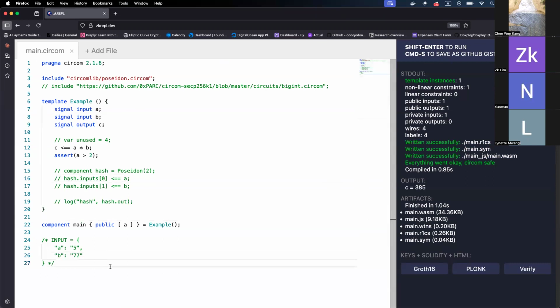But yeah, this is used during the compilation stage. It just compiles into R1CS and prepares it for later on when we actually want to use it as a proof. Anyways, so can I verify it?